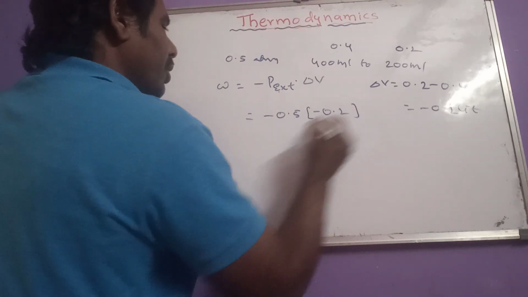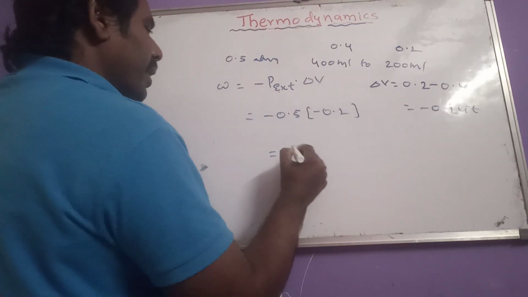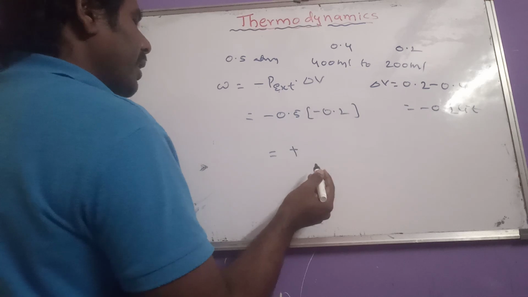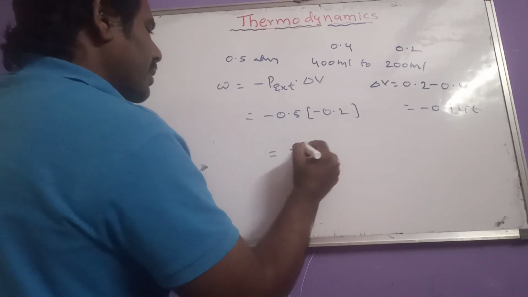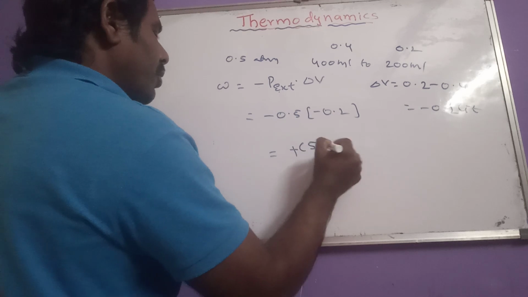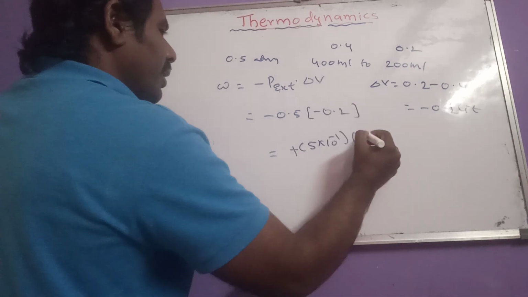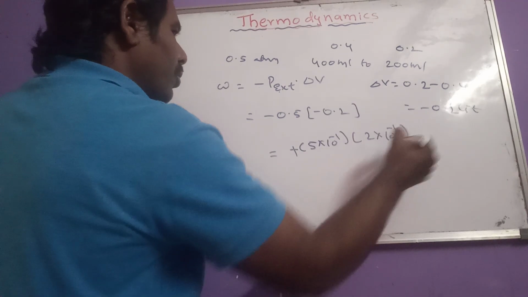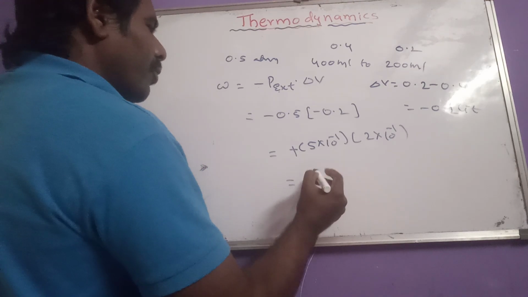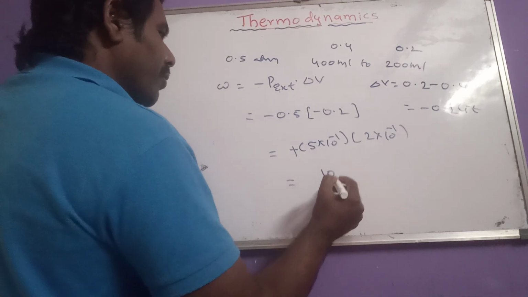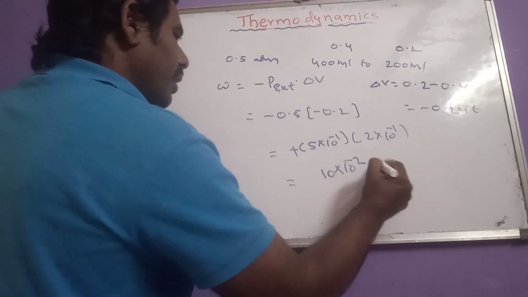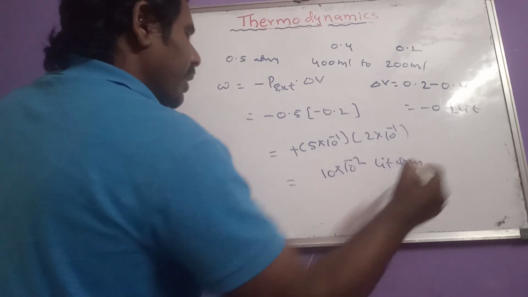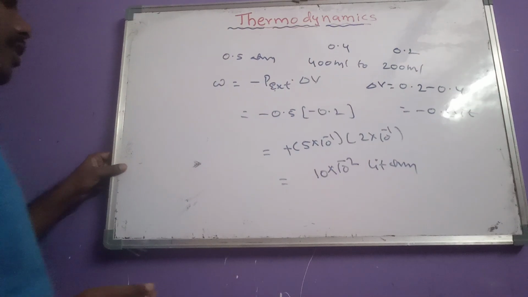So minus 0.2 minus of minus plus, what we can get here means 0. This can be written as 5 into 10 power minus 1. This can be written as 2 into 10 power minus 1. So we can get here 10 into 10 power minus 2 liter atmosphere. We can get that value.